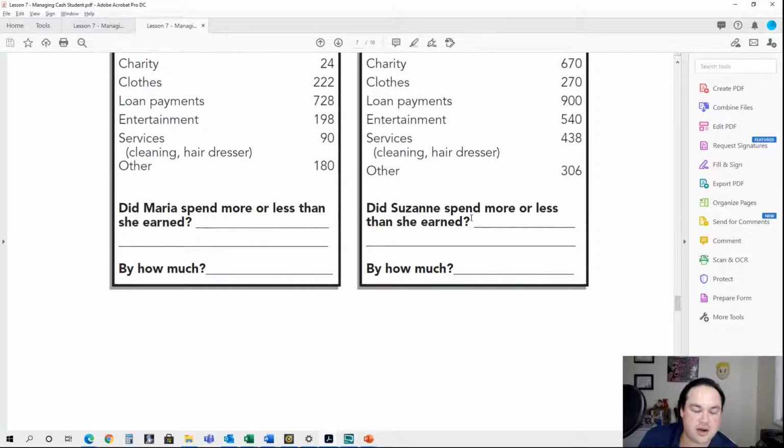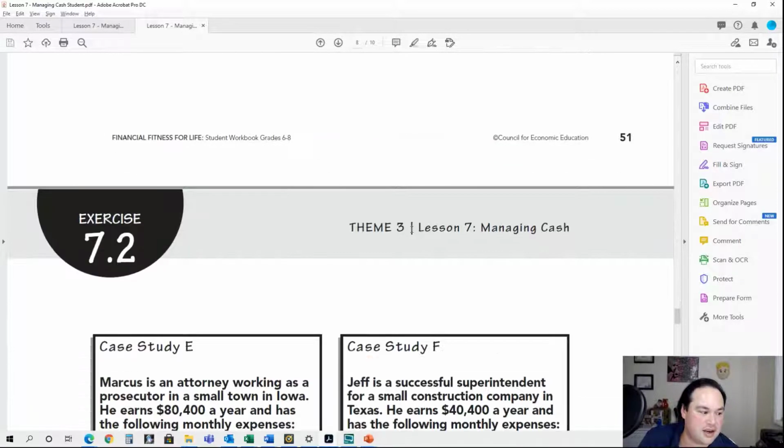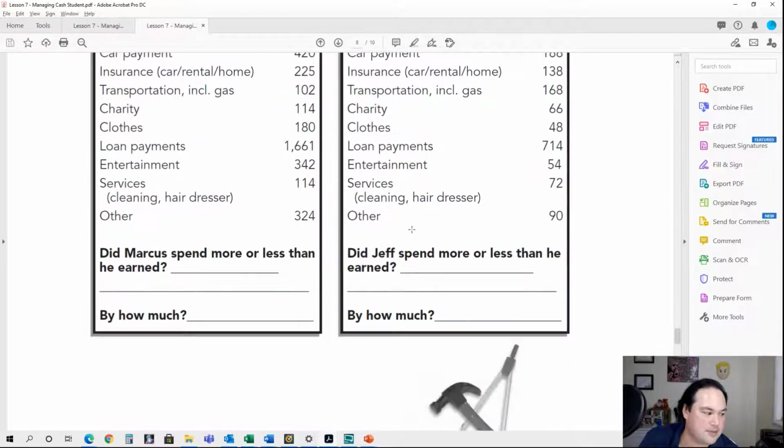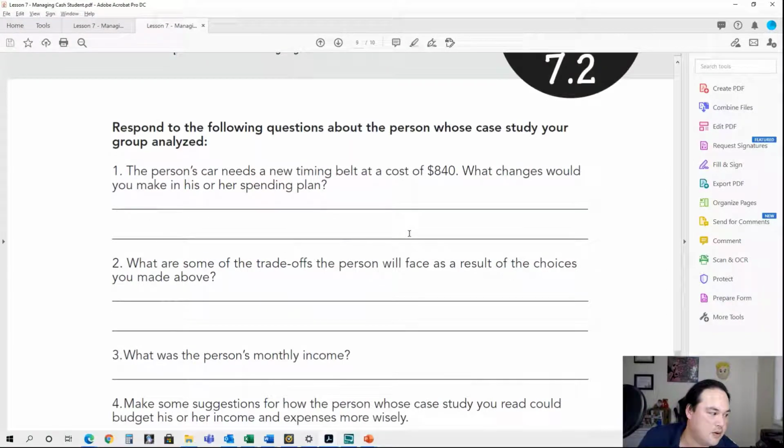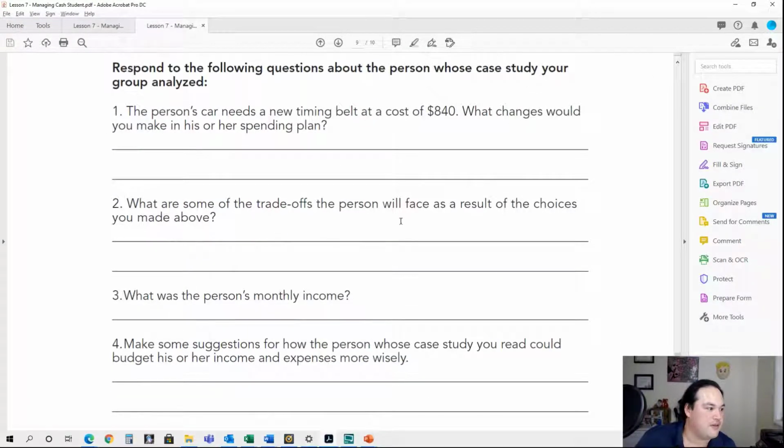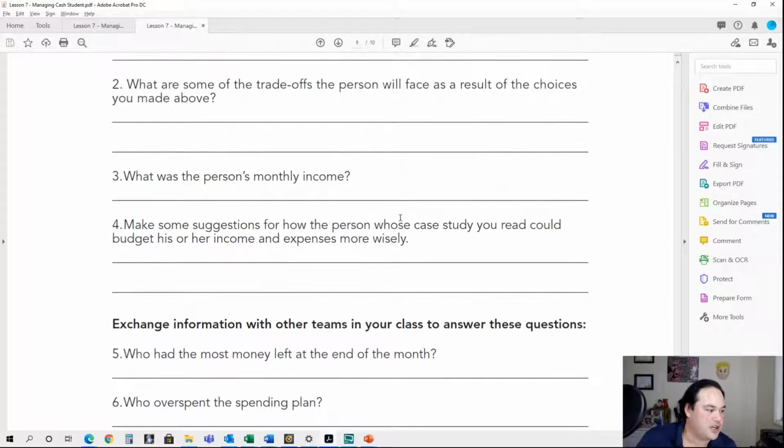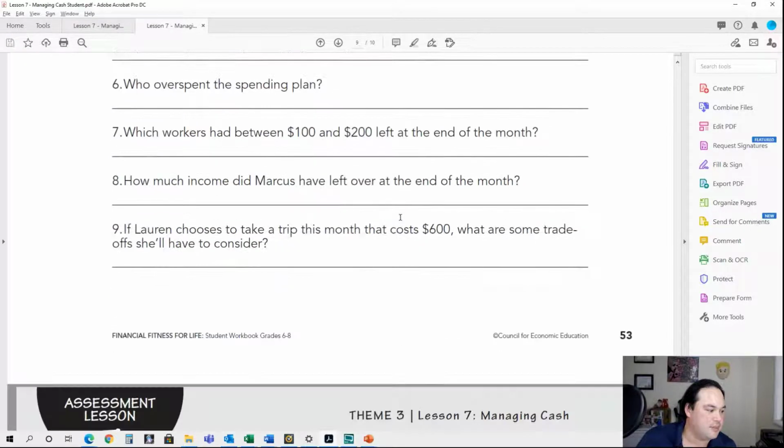You can use it straight out of the book, but I always modify the stuff that I do to make it work for my kids. So like I said, I would modify this particular part of the worksheet and change that up a little bit for my students.